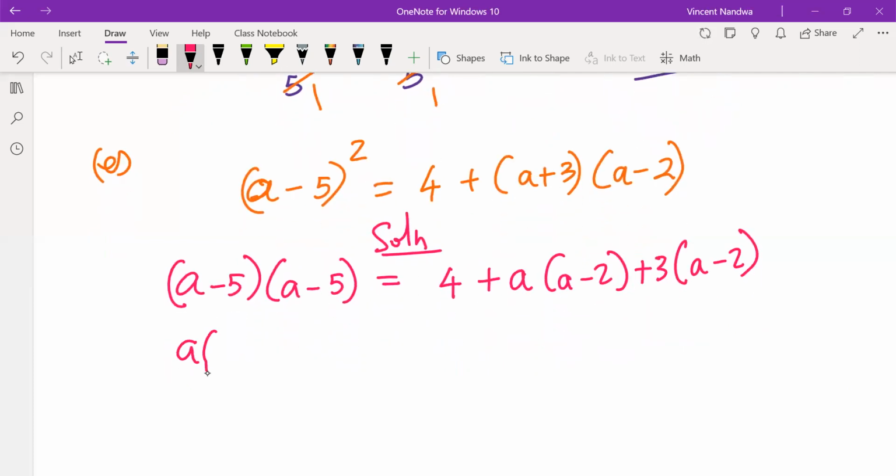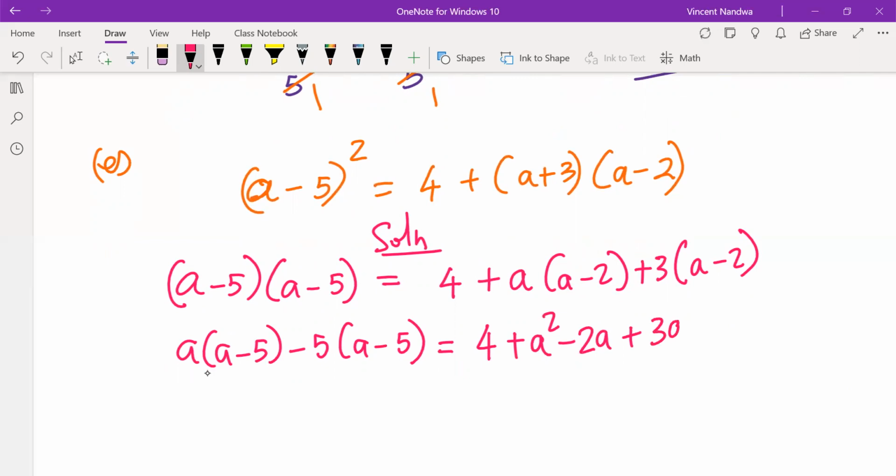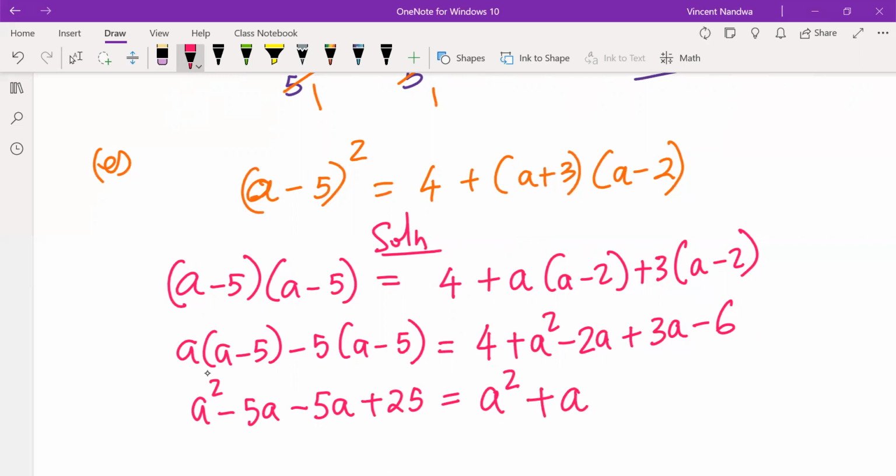So this is the same as a into a minus 5 minus 5 into a minus 5 equals 4 plus a by a is a squared, a by minus 2 is minus 2a, plus 3a minus 6. Now this will give us a squared minus 5a minus 5a, and minus 5 by minus 5 is plus 25, equals a squared minus 2a plus 3a is positive a, 4 minus 6 is minus 2.